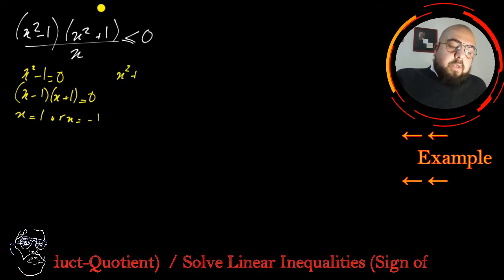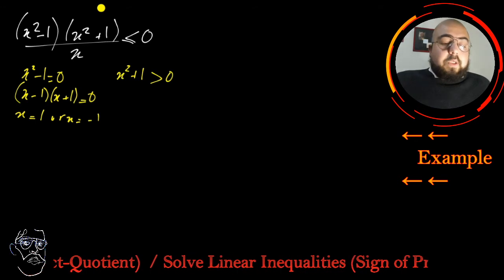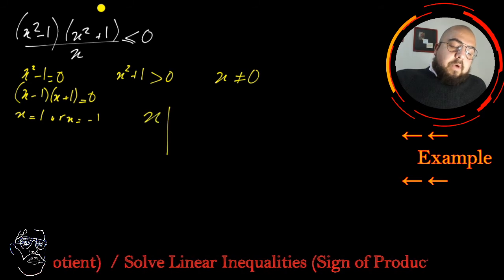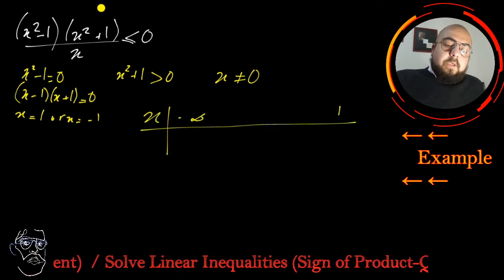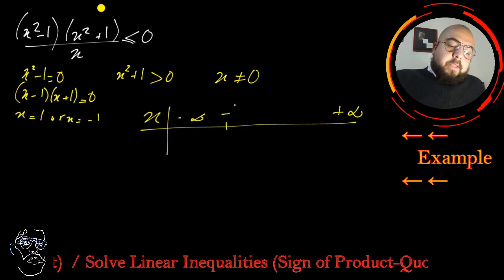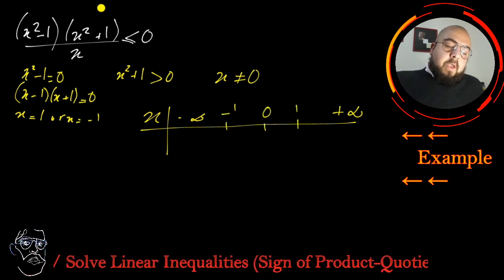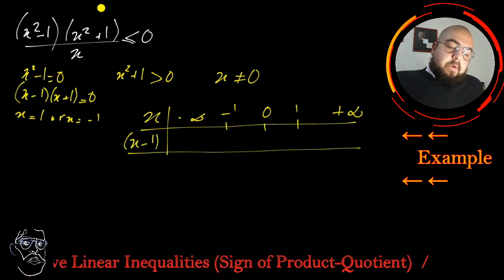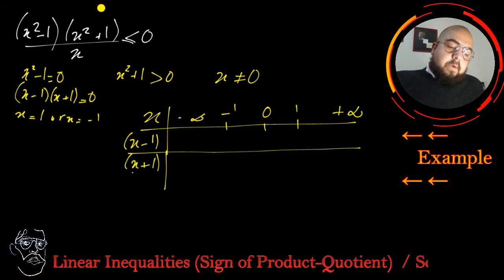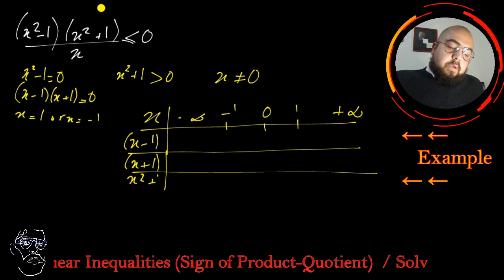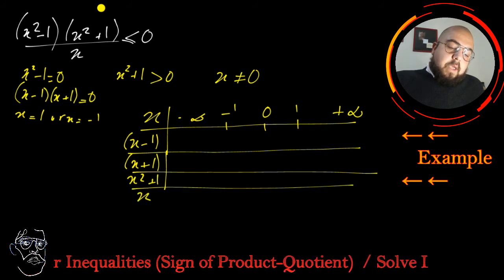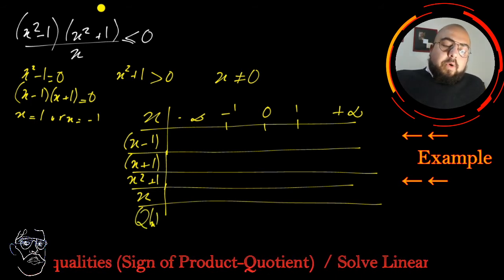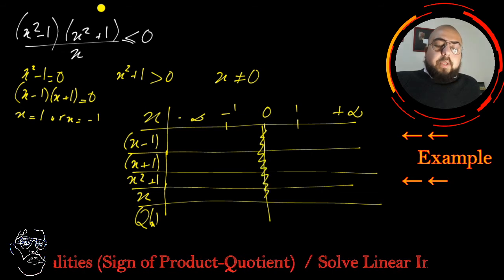x squared plus 1 is strictly positive. It will not be equal to 0. And x should be different than 0. So I will have to do the table, x from minus infinity to plus infinity, passing through the values minus 1, 0, and 1. The first factor, x minus 1. The second factor, x plus 1. The third factor, x squared plus 1. The fourth factor, x. And then Q of x, the quotient. 0 is shaded. Why? Because it's a value that I should reject.